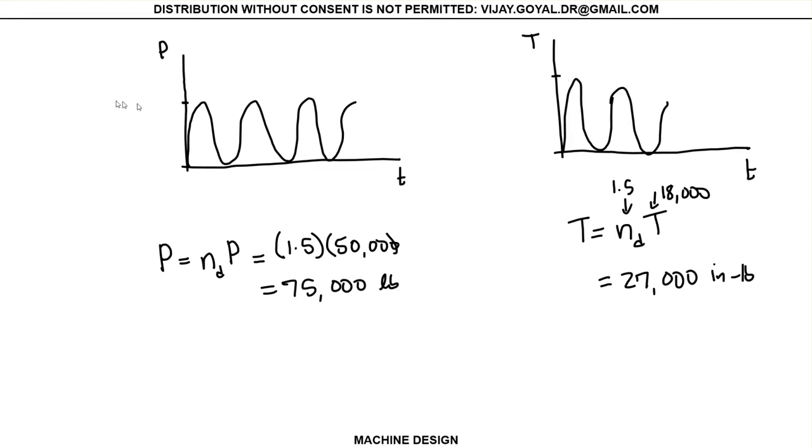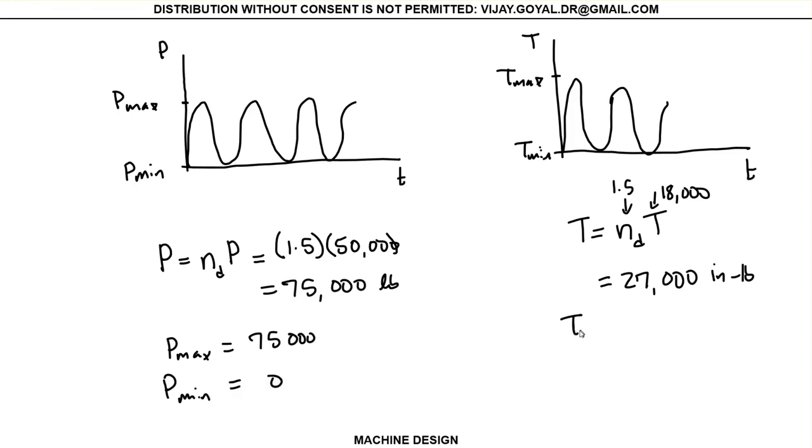These are the values I will use. I have a value here of P max and a P minimum, T max and a T minimum. I don't have any bending in this problem, no axial, none of these loads. So in your problem, P max is 75,000. P minimum is equal to 0. T max is equal to 27,000. T minimum is equal to 0.